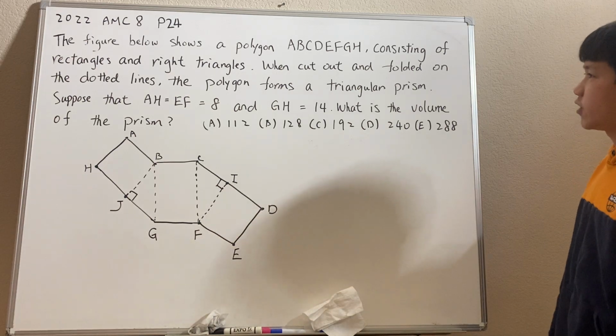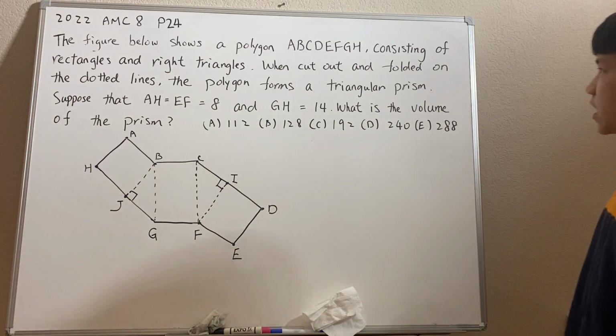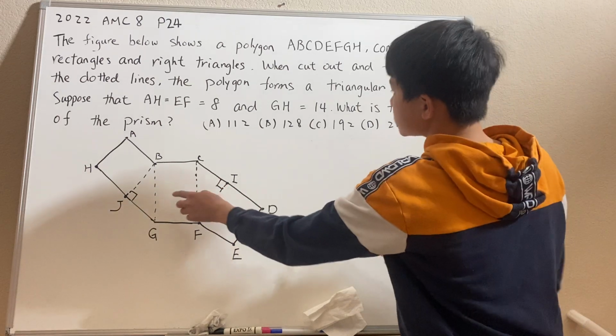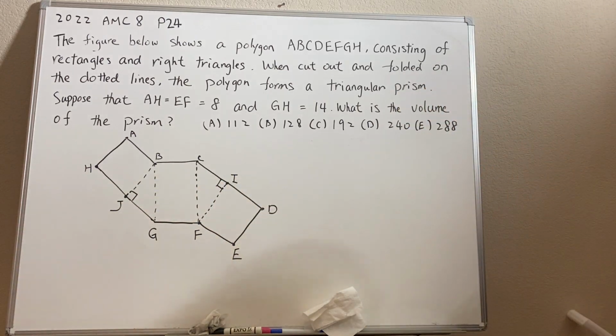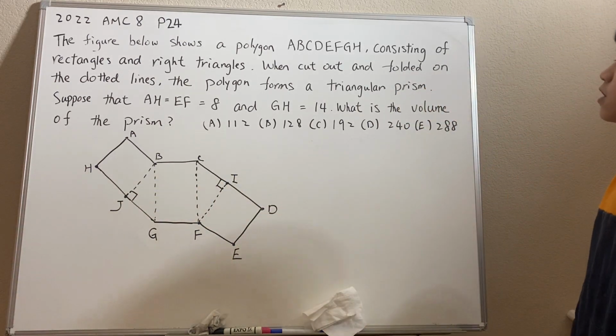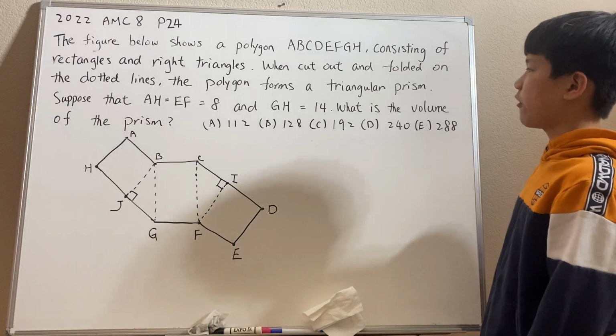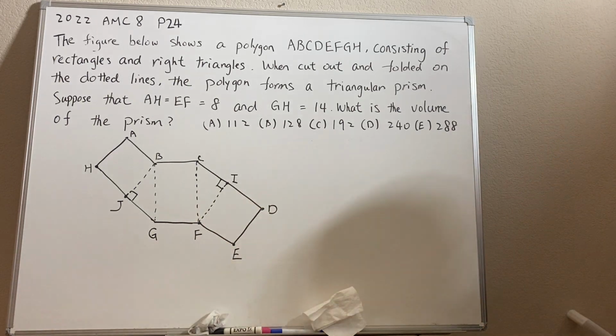The problem reads: the figure below shows a polygon ABCDEFGH, consisting of rectangles and red triangles. When cut out and folded along the dotted lines, the polygon forms a triangular prism. Suppose that AH equals EF equals 8 and GH equals 14. What is the volume of the prism?